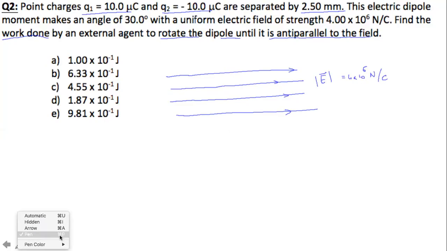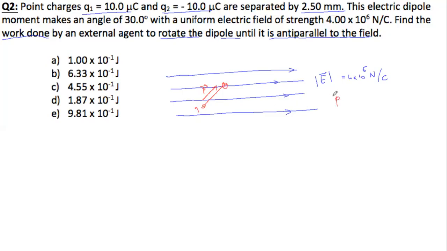Now I have my dipole moment, let's say minus Q. Here I have plus Q, an electric dipole, which is characterized by the electric dipole moment P. So this electric dipole is characterized by an electric dipole moment P.